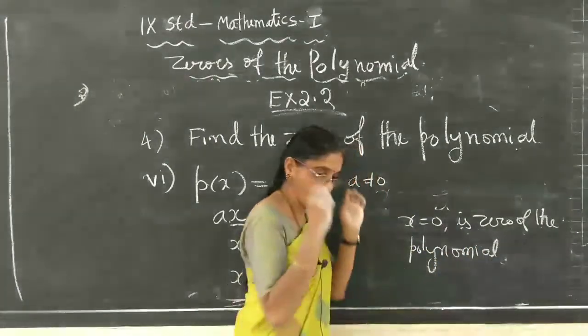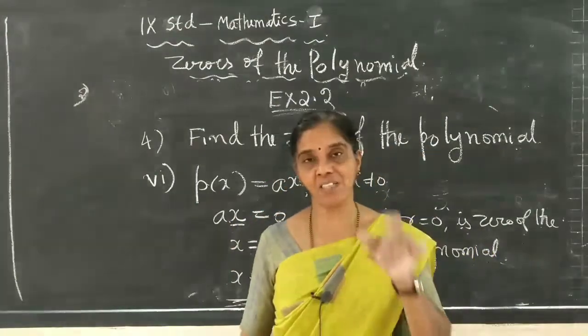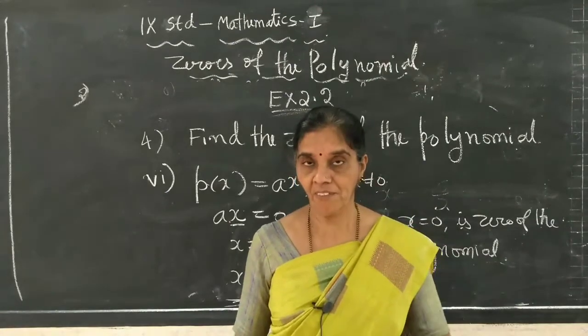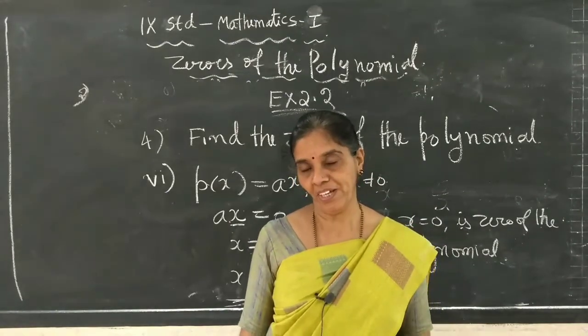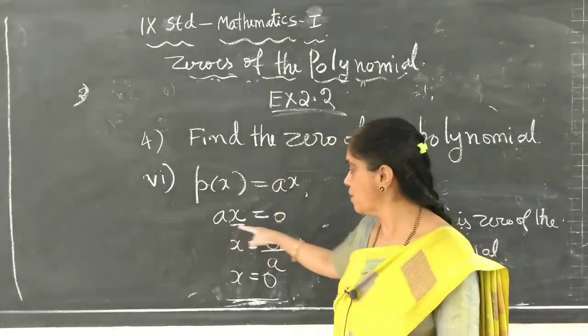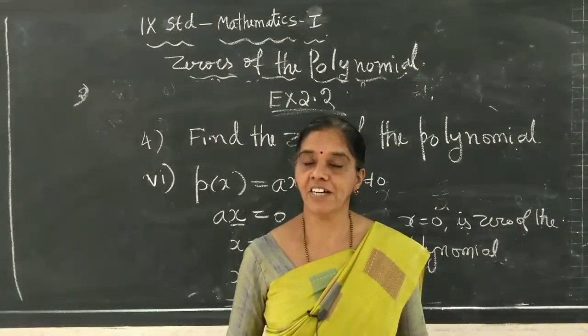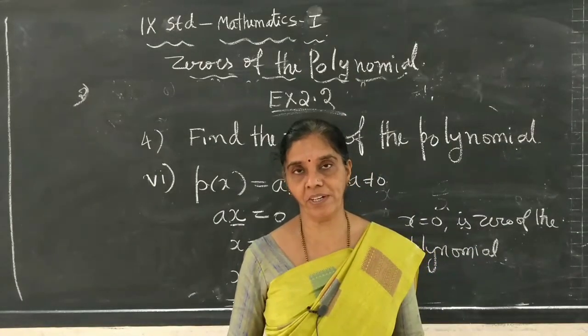So in this way, today we learned the meaning of the 0 of the polynomial. It is a particular value of the variable when the polynomial becomes 0. And if the 0 of the polynomial is not given, equate the polynomial to 0 and get the variable value. And at home, complete exercise 2.2, children. Thank you.